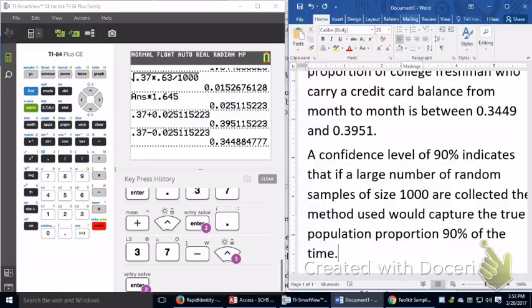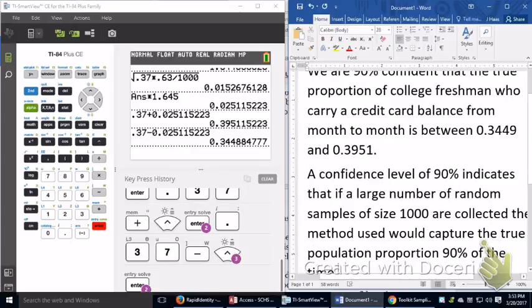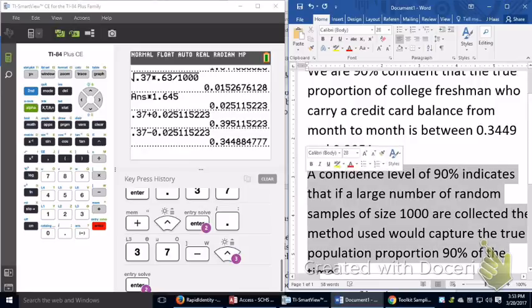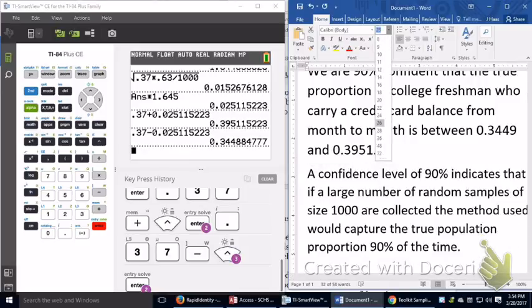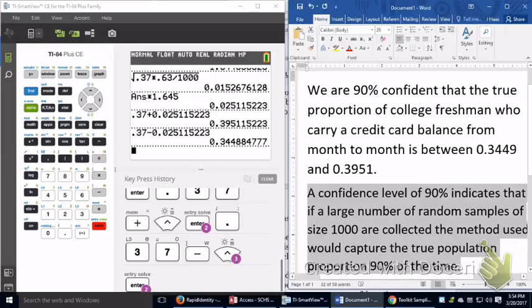So, this is saying if you are over and over and over again repeating this same method, going out taking different random samples of this same size, that the methodology we're using is going to capture the true population proportion 90% of the time. Now, what you cannot say, and this is very important to realize, is you cannot say that I believe that for this particular interval it captured the true proportion. I don't have a clue whether this one particular interval has the true population proportion or not. My confidence is in the method that I use.